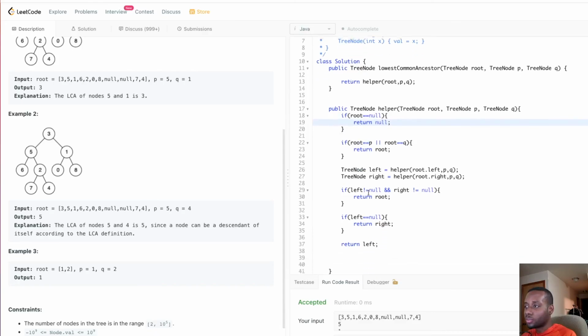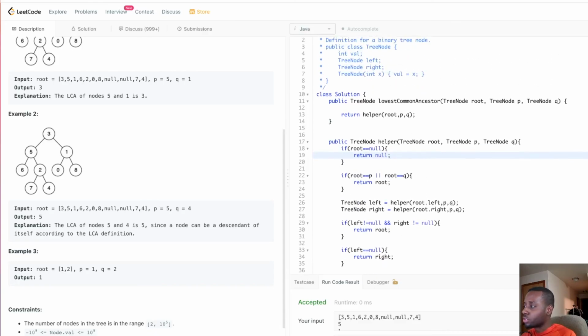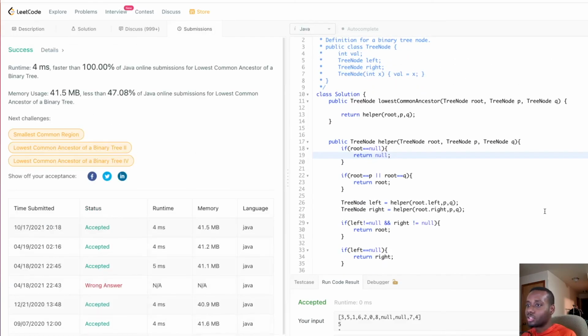Seems like it's correct. Seems like we are in good shape. So let's press submit and see if we pass all these test cases. Awesome, we're able to pass all the test cases.